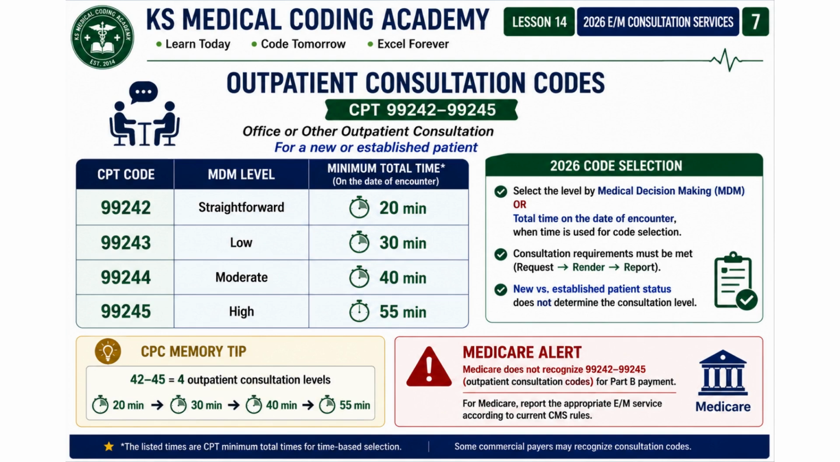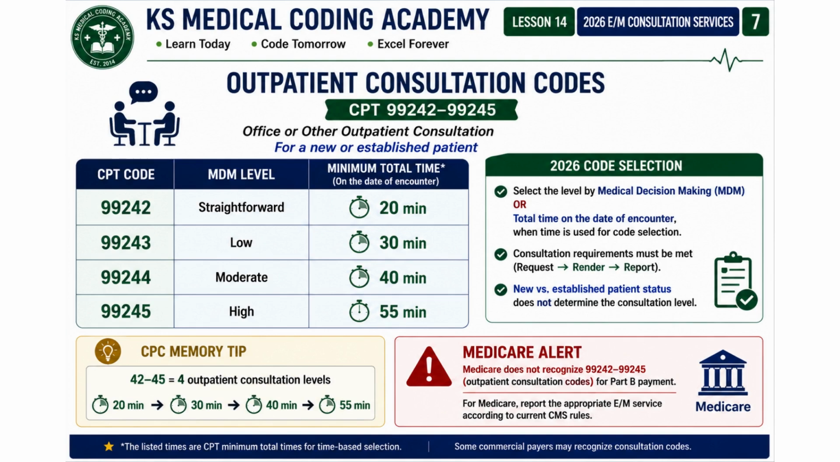When selecting the level based on time, the time thresholds are 20 minutes for 99242, 30 minutes for 99243, 40 minutes for 99244, and 55 minutes for 99245. Remember that the consultation must be supported by the required documentation, including the request, render, and report concepts. For Medicare, there is an important distinction.